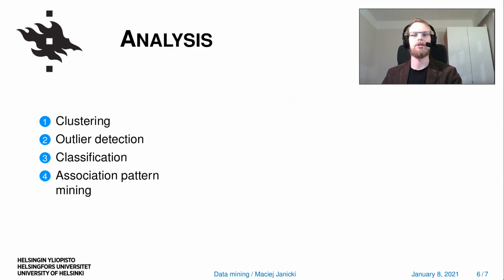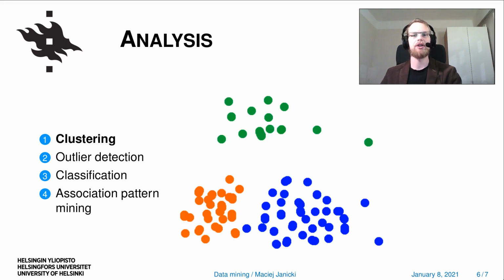In the analysis phase, we convert the data to knowledge using methods from statistics and machine learning. The four classical tasks for data mining are clustering, outlier detection, classification, and association pattern mining. Clustering means identifying groups of similar observations. It involves defining a similarity or distance metric on pairs of observations and then dividing the dataset into groups so that the observations within each group are close to each other.